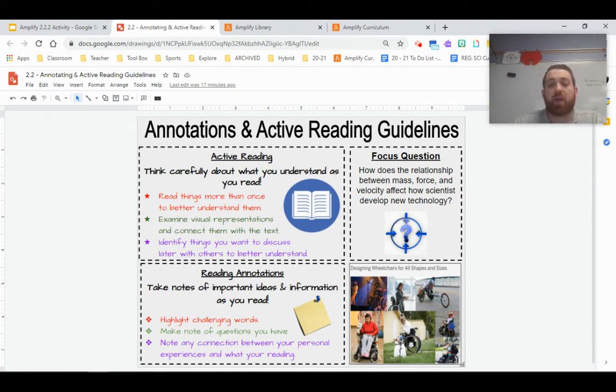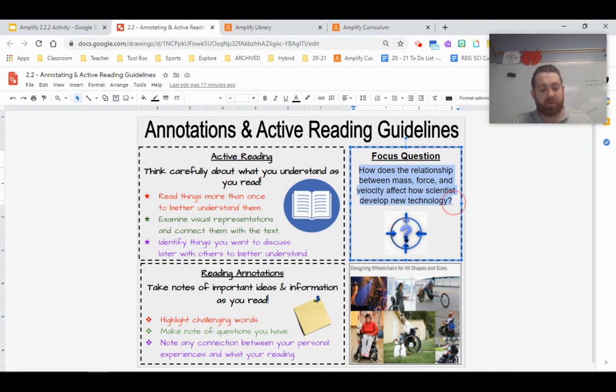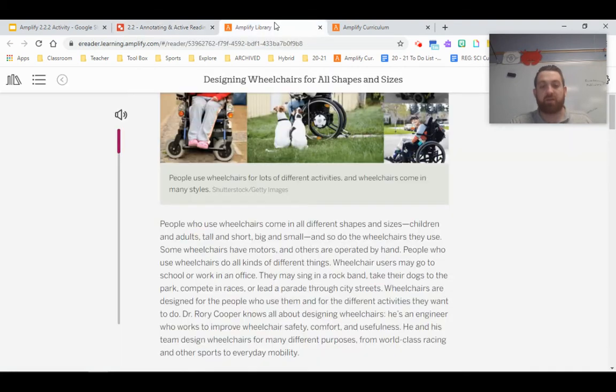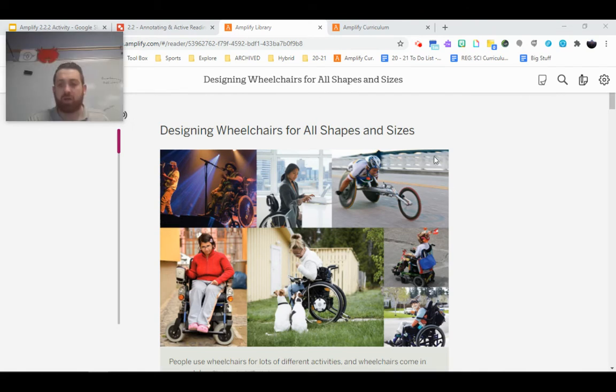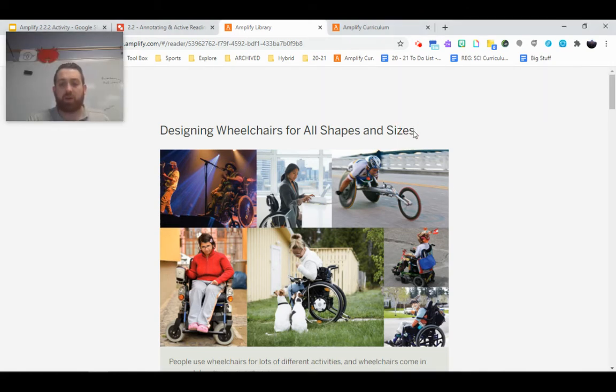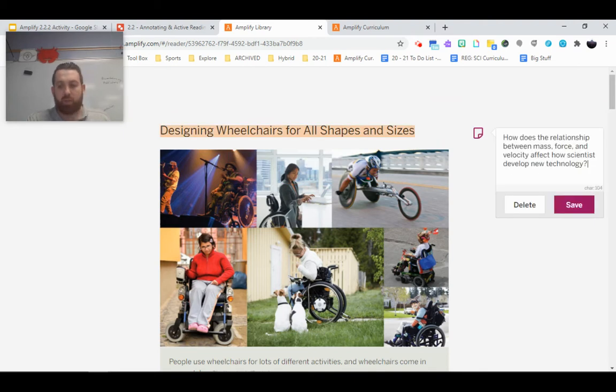So let's go ahead and take a look at what this might be like. So I'm going to dive into my reading, and as I'm diving into my reading, I'm really going to focus on this big question here. How does the relationship between force, mass, and velocity affect how scientists develop new technology? So I'm actually going to take that focus question here. I'm going to drag across, and I'm going to create a note here, and I'm going to put that focus question right at the top. So I remember this is what I'm focusing on.